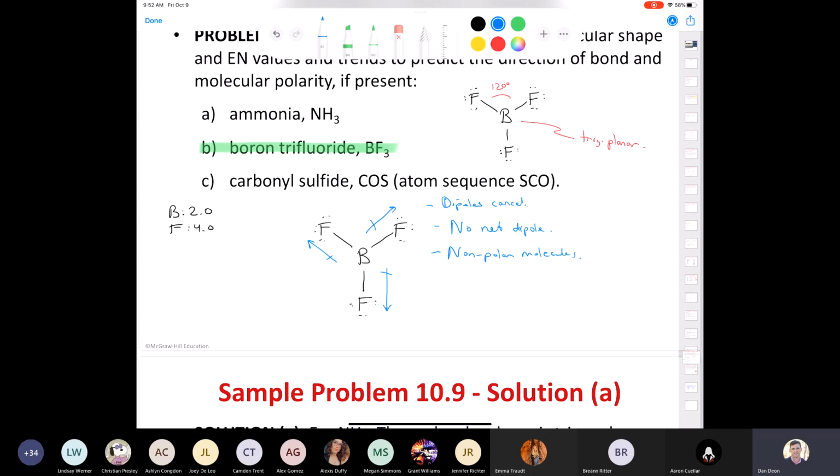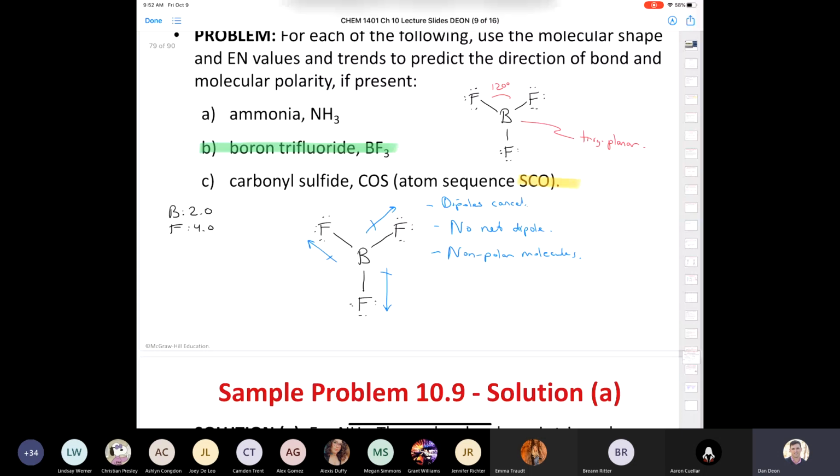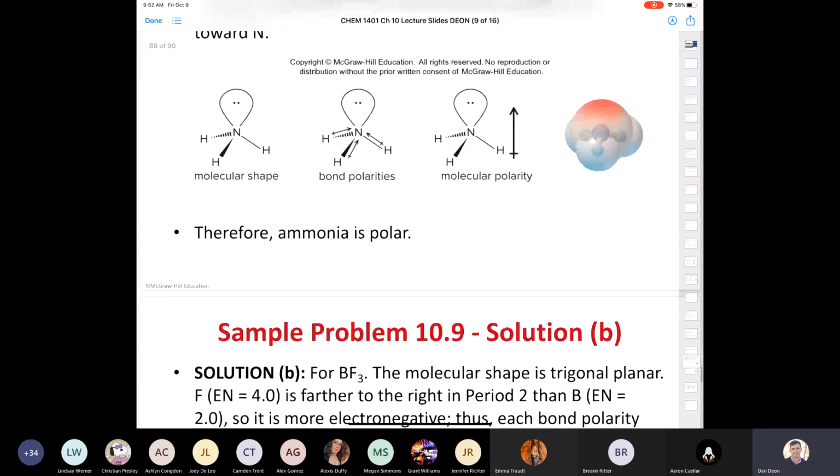Well, practice makes perfect. Give another one a shot. The next one is carbonyl sulfide. It even helps you out with this one. We kind of threw you a bone here and show you the sequence of the atoms.